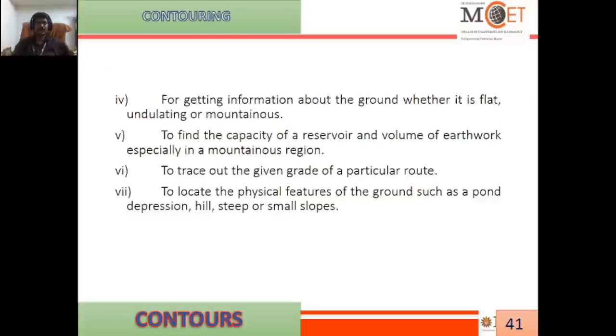For getting information about the ground, whether it is flat, undulating or mountainous, the contour map is drawn. To find the capacity of a reservoir and the volume of earthwork, especially in mountainous terrain. To trace out the given grade of a particular road. To locate the physical features of the ground such as a pond, depression, hill, steep or small slope. Everything can be obtained by drawing those contour maps, right?